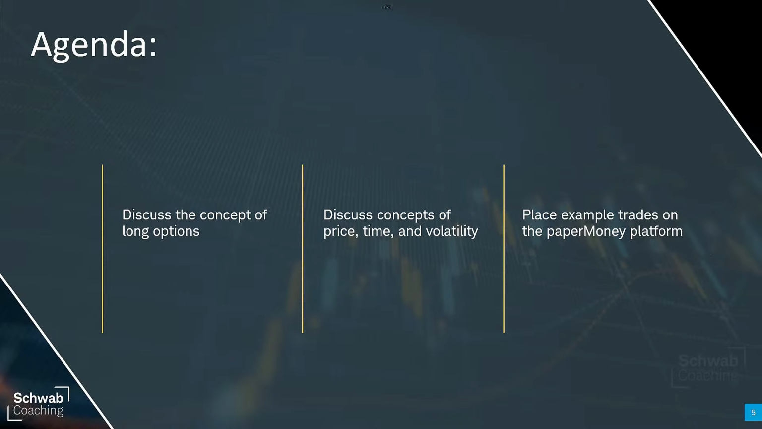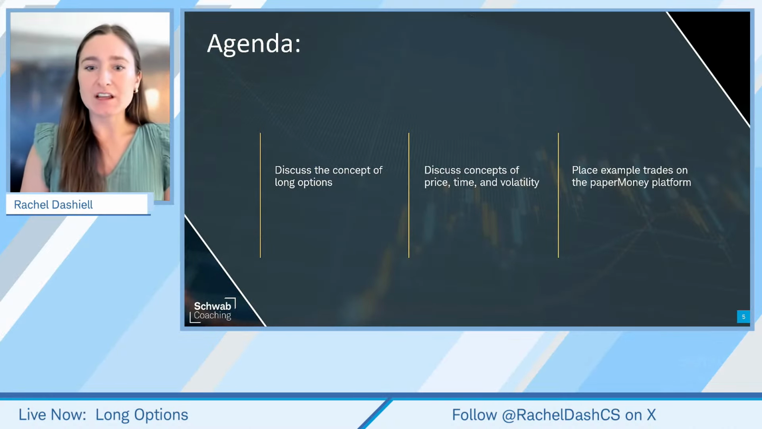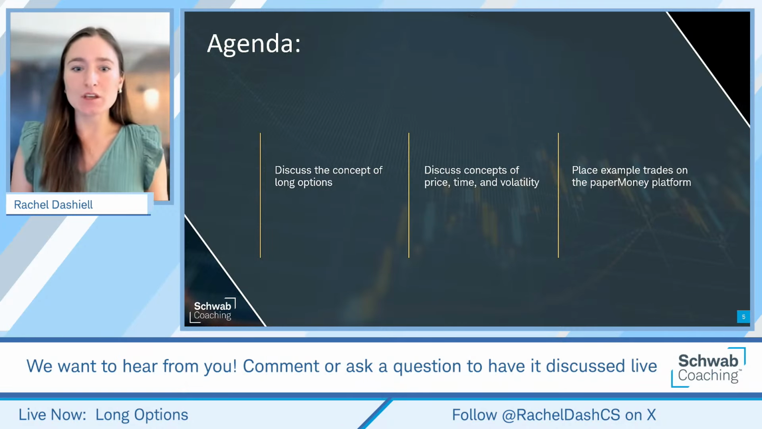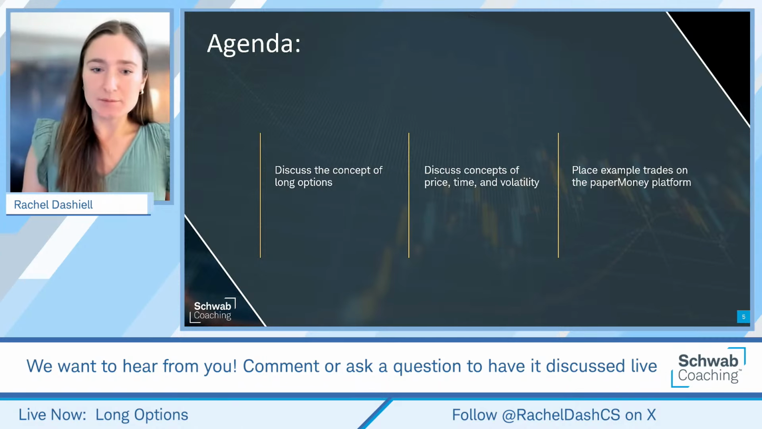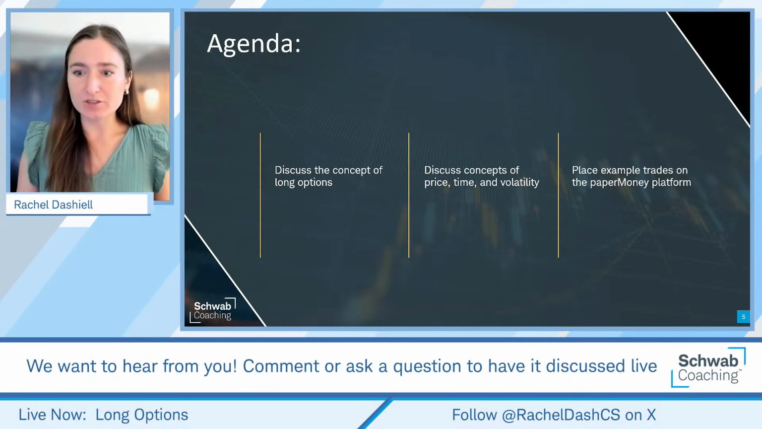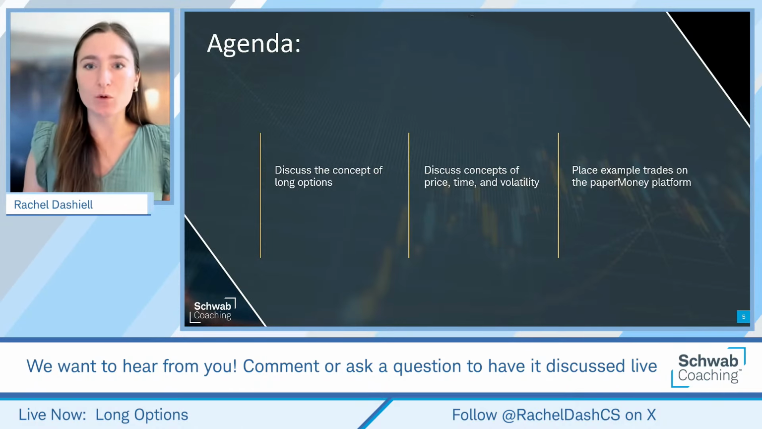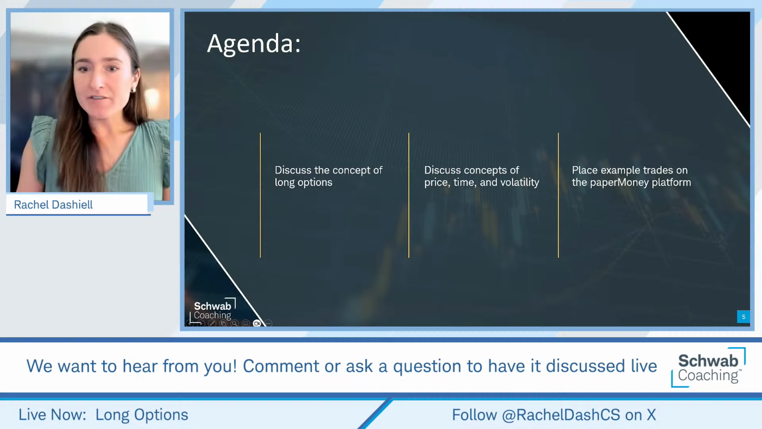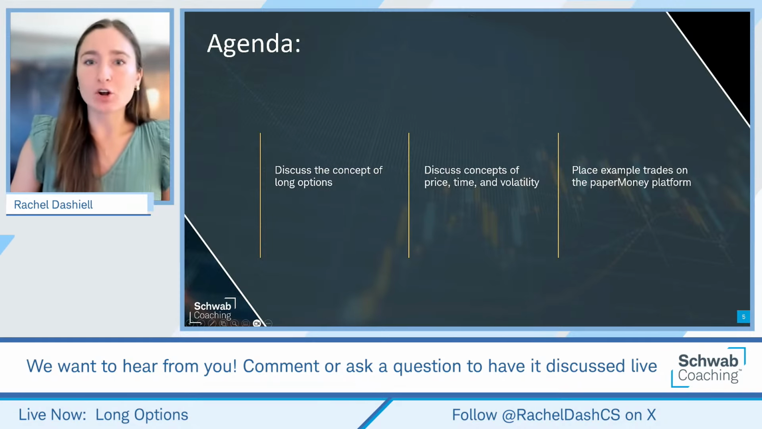Now let's get into the agenda. So we are going to discuss the concept of long options today, do a little bit of a market overview, review the trades that we placed last week. We're going to discuss some concepts of price, time, and volatility. We're going to go through how to search for some of these setups with long options. And then we're going to get through placing example trades on the Paper Money platform. So let's dive in and do our little bit of a market overview here.